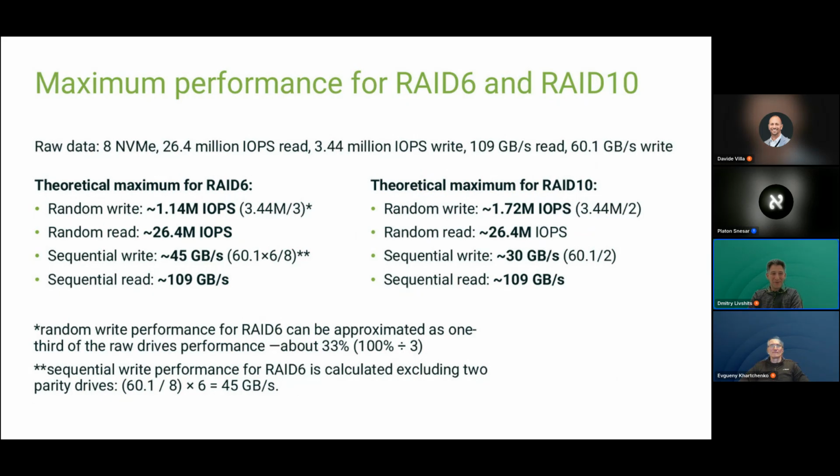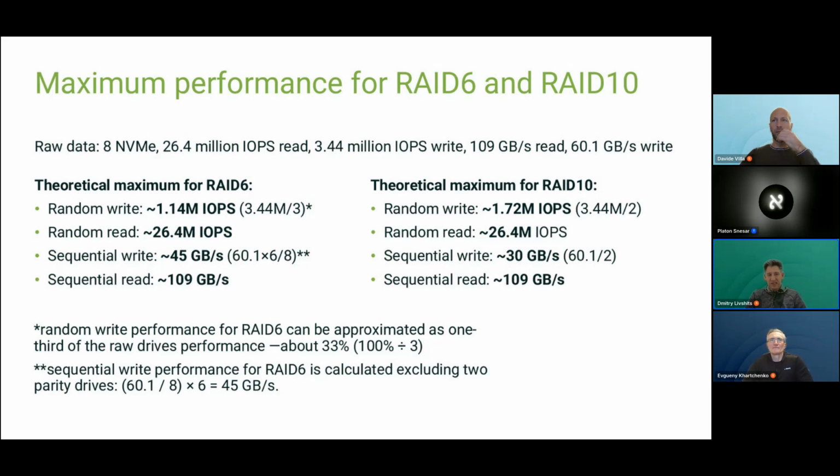When you look at the sequential write, you see that RAID has a penalty for RAID 10. It's 2 times because you have writes on 2 drives in parallel. In RAID 6, you have a penalty related to the 2 parity drives. So out of a theoretically possible 60 gigabytes per second, you can get 45 gigabytes per second.